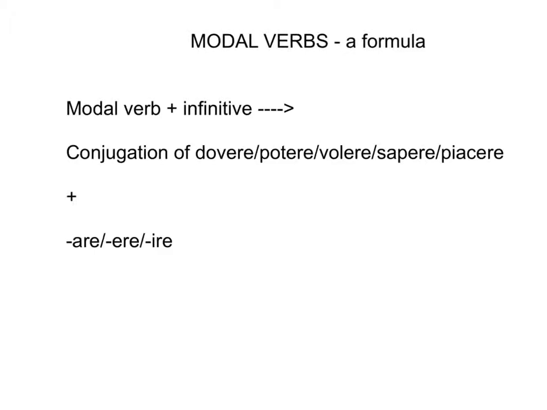They are formed by combining a modal verb with another verb in its infinitive form. For example, you'll need a conjugation of a verb such as dovere, to have to or to must, potere, to be able to, volere, to want, sapere, to know, or piacere, to please, plus a verb in its infinitive in the are, ere, or ire form. So let's have a look at a couple of examples.